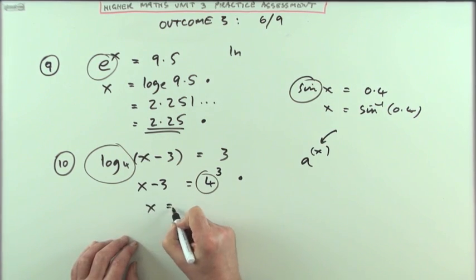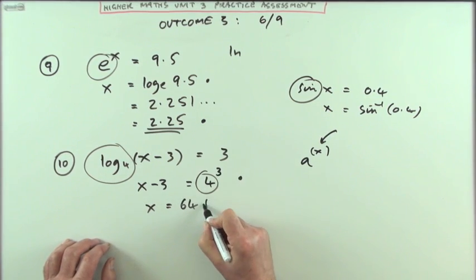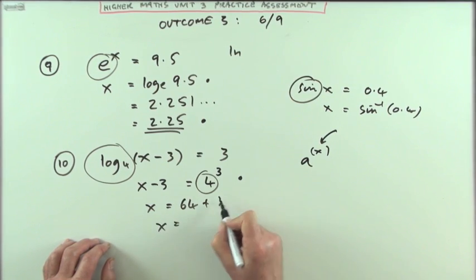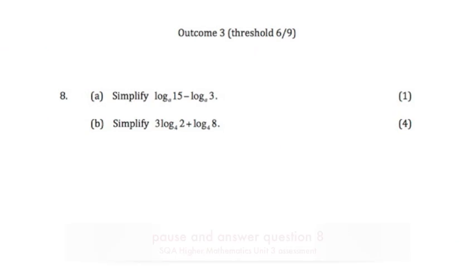And finally, take the 3 across and add. Well, 4 to the 3 is 64. So add on the 3 and you've got x equals 67 for the second mark. So they're fairly straightforward. Just apply the inverses. So try the questions.